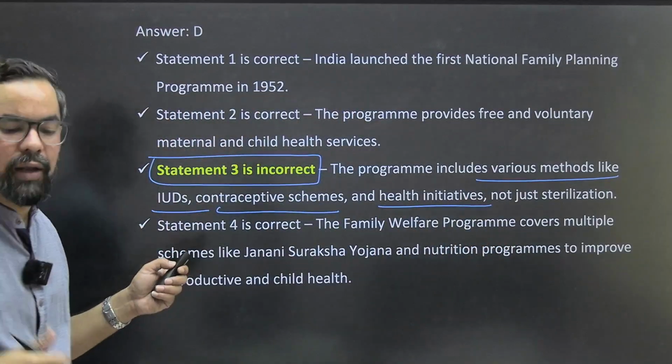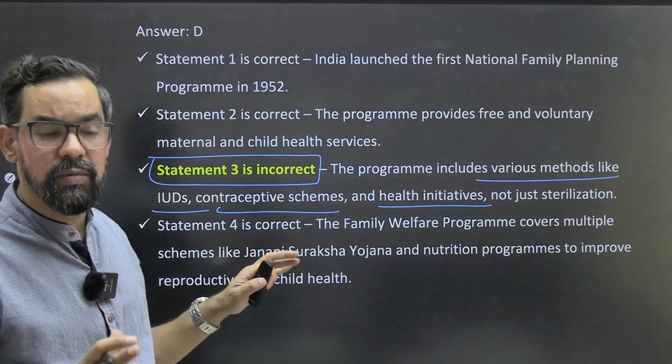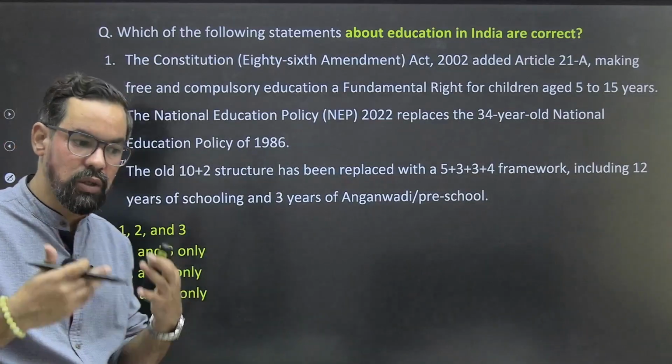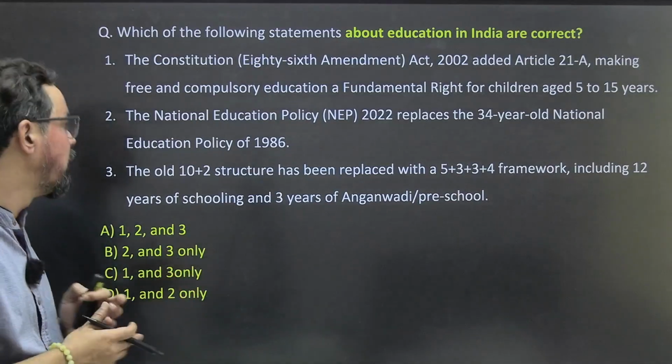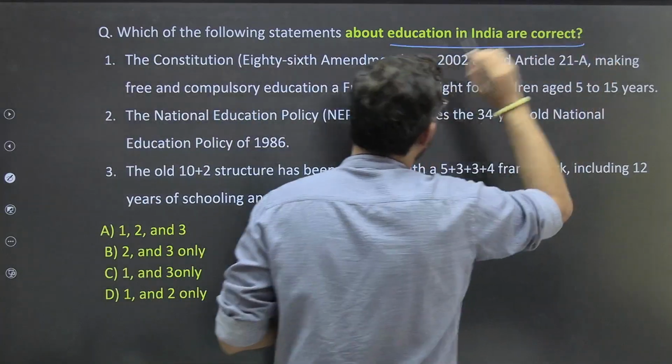So these are generally like we have a number of measures, a number of policies or government schemes which are available free of cost to the people, okay. So those in rural areas or semi-urban or across the country itself, right. Next one. Which of the following statements about education in India are correct?